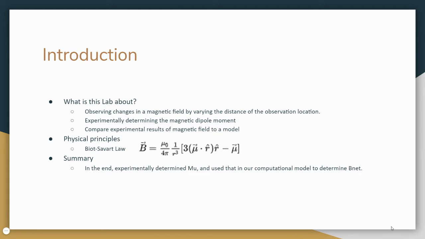The physical principles at play are, well, just the Biot-Savart law for magnetics. And for a summary, in the end, we experimentally determined the magnetic dipole moment, and we use that in our computational model to determine the B-net.